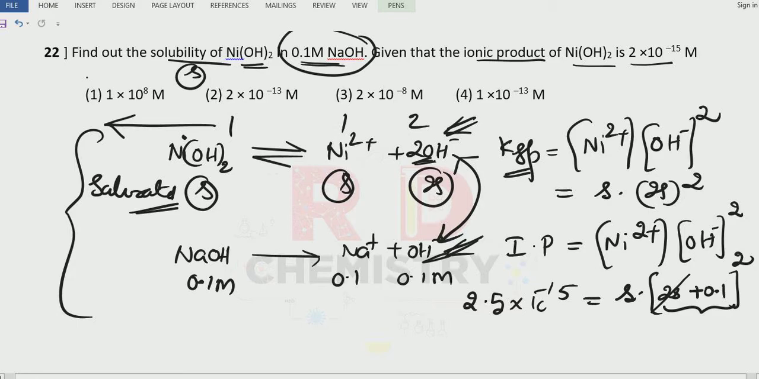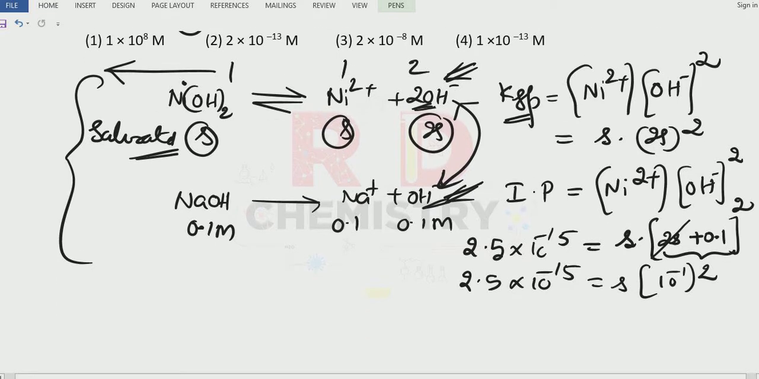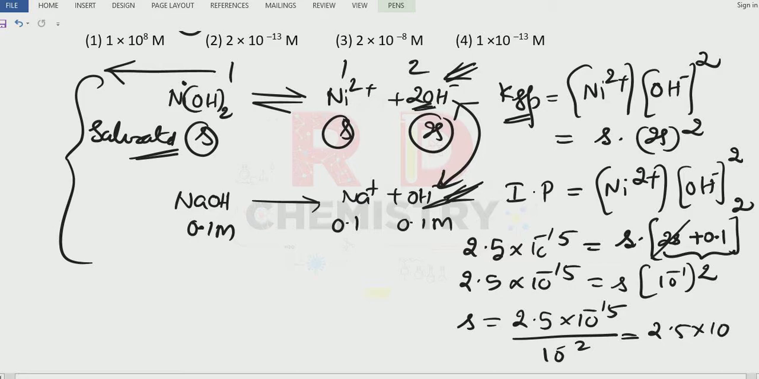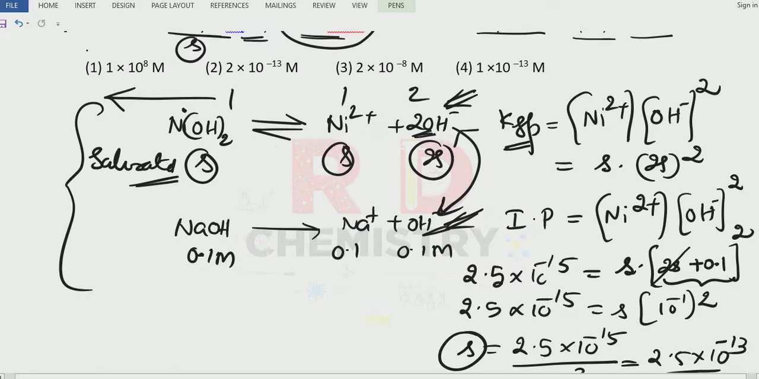So we have got now 2.5 into 10 power minus 15 is equal to s. This 0.1 can be 10 power minus 1, squared, correct? Therefore S is equal to 2.5 into 10 to the power minus 15 divided by 10 power minus 1 squared, 10 power minus 2, which is equal to 2.5 into 10 power minus 15 plus 2, becomes minus 13. This is the solubility now. Clear? So what is the option number? Option number is 2. Clear? Right?